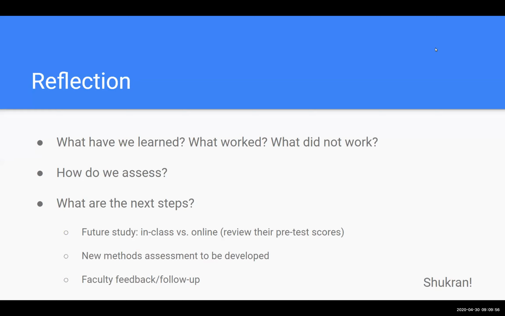And what are the next steps? A future study comparing in-class instruction and online instruction by looking at our pre-class test scores for both cohorts and comparing that data, creating again the new forms of assessment to help us move forward, and then finally following up with faculty to get a sense of feedback to figure out if what we're doing is working well or not. That takes us to 5.